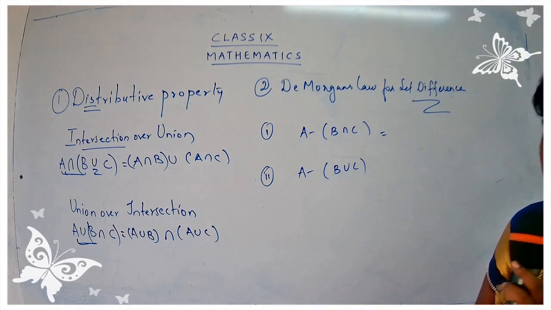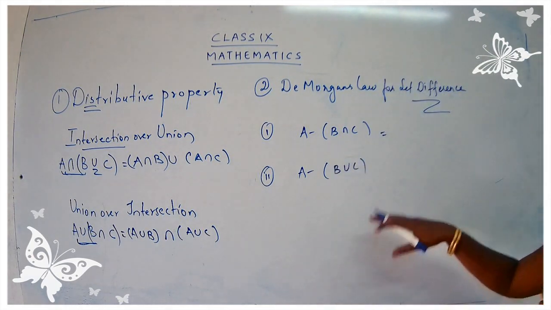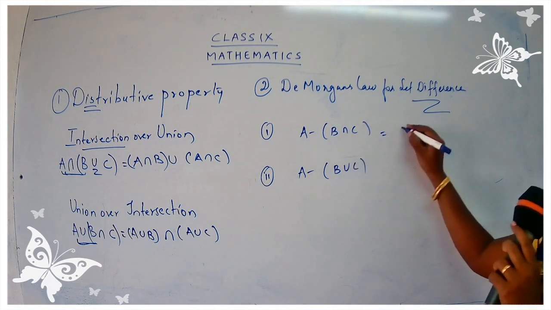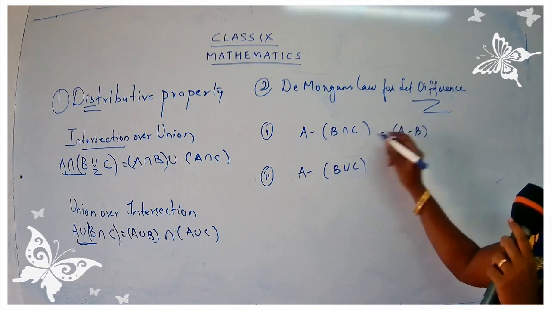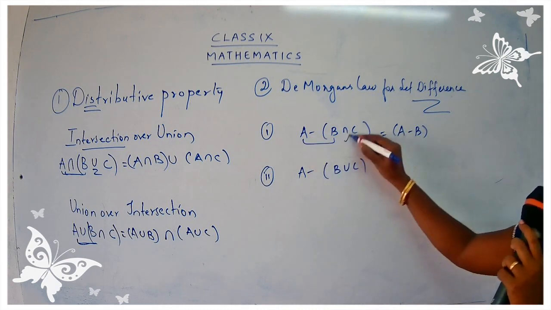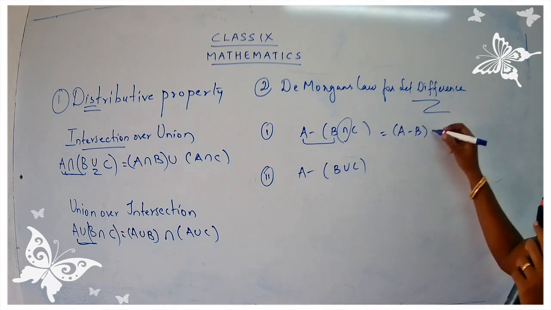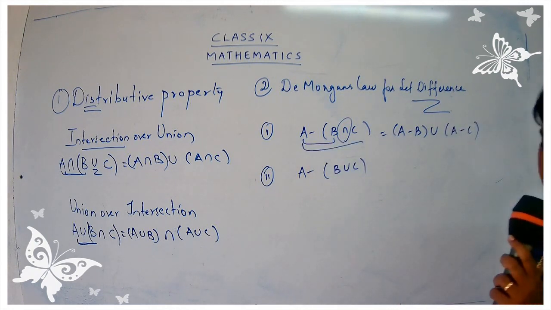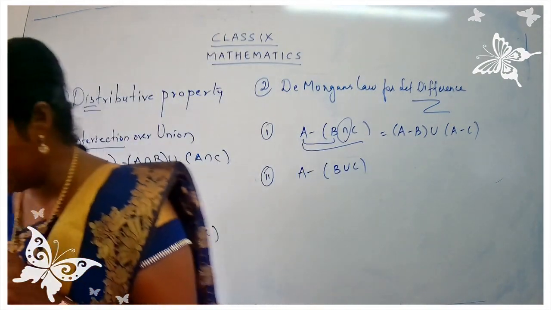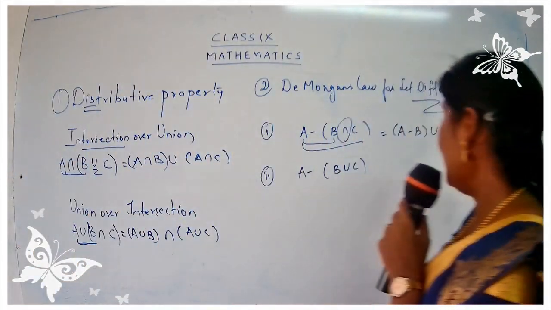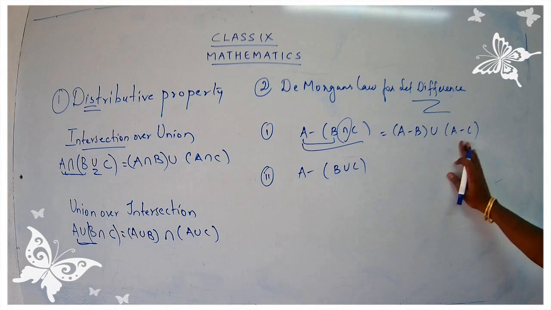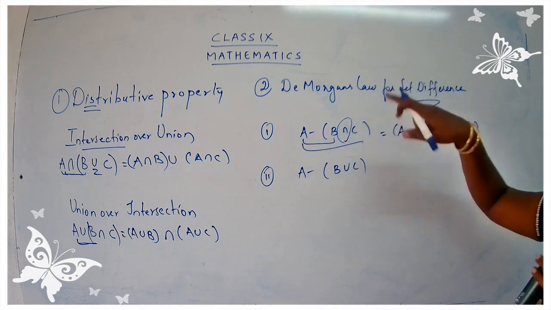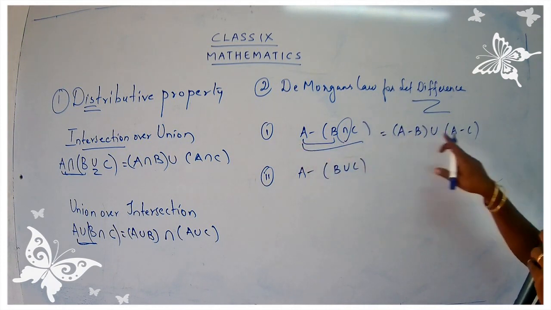Okay children, what is the first one? I have just interchanged them, no problem. So we have two cases. A minus B intersection C. So what is this? A minus B, the intersection will change to union, A minus C. Are you clear children? So what do you get? A minus B intersection C is equal to A minus B union A minus C.